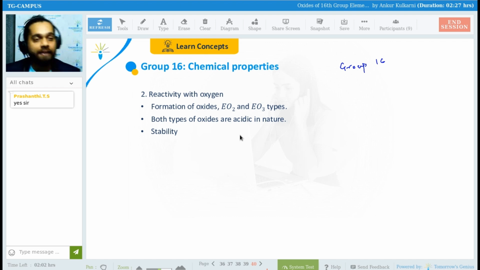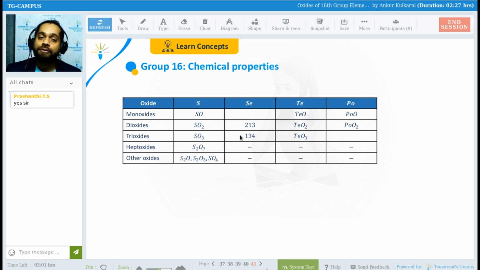So oxygen, if it reacts with anything, Anthony, what will form? If it reacts with antimony, it will form antimony oxide. Similarly, if it reacts with anything, it will form an oxide. We have antimony in the periodic table. So if it reacts with antimony, it will form antimony oxide. Same, if oxygen reacts with anything, it will form oxide.